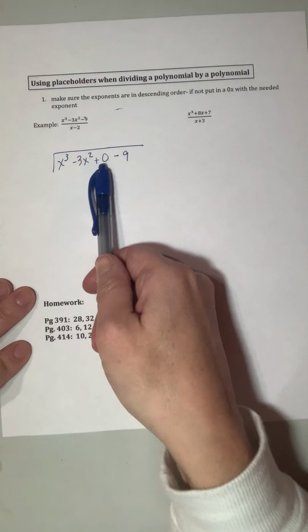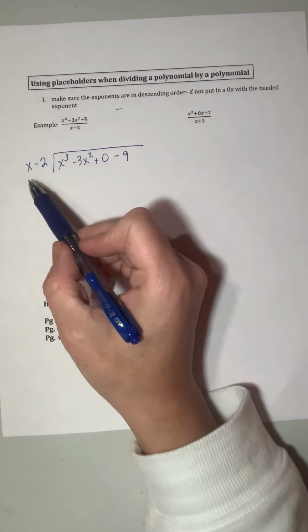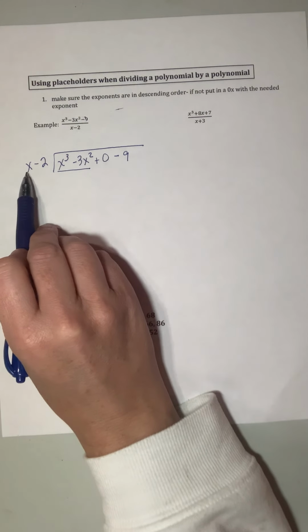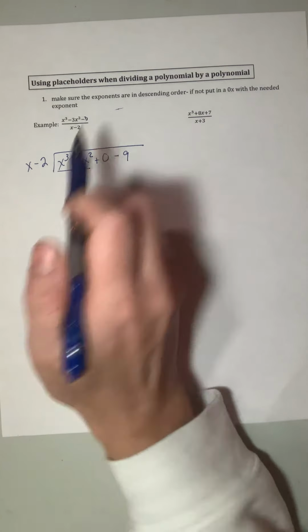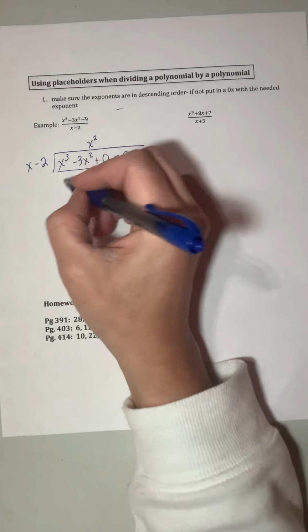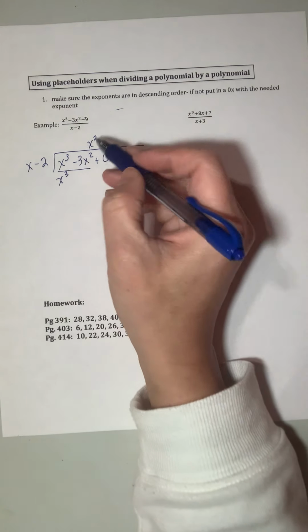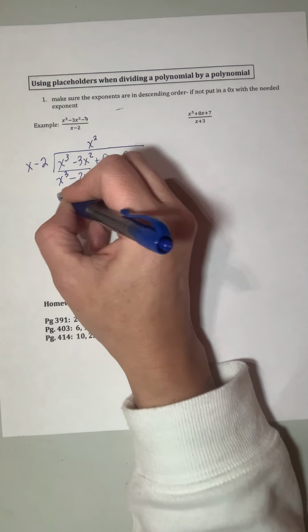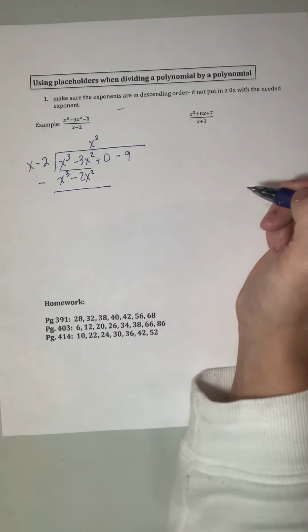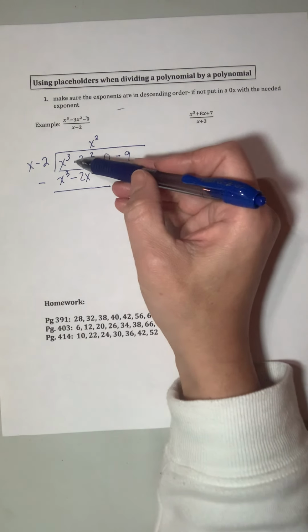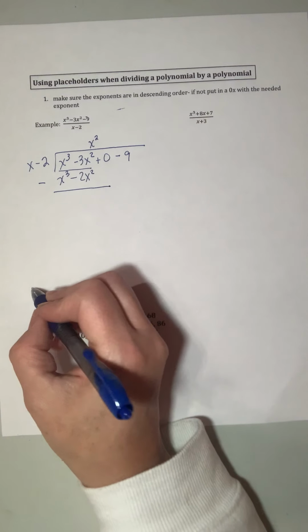There's a purpose for this. So, what am I going to multiply by x to get x to the third? That would be x to the second. So x^2 times x is x^3. x^2 times negative 2 is negative 2x^2. And this is a subtraction problem. x^3 minus x^3 cancels. Negative 3 minus negative 2.